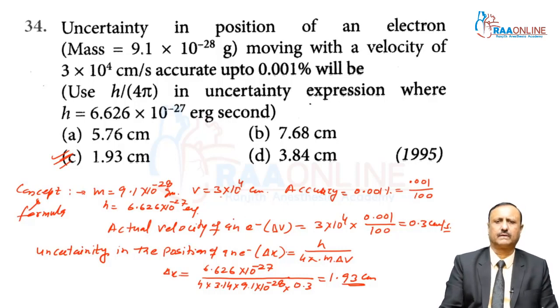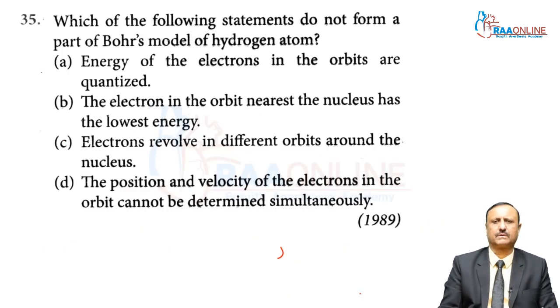First of all, you can write the data which are given in your numerical, then you can get the accuracy, then you can calculate the accuracy of this electron, then you can put the values of the mass and get the delta x, because here they want the uncertainty in position. This is the uncertainty in position of an electron, delta x. You can get it here.